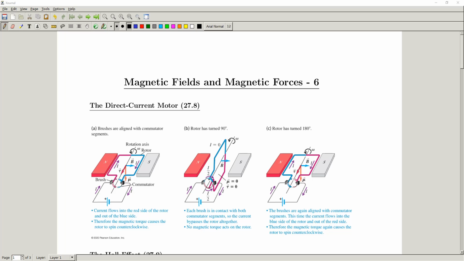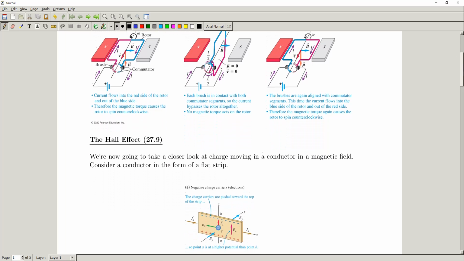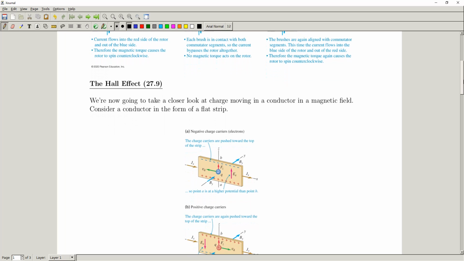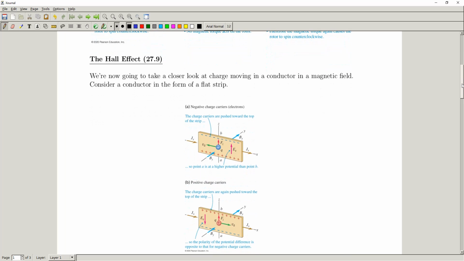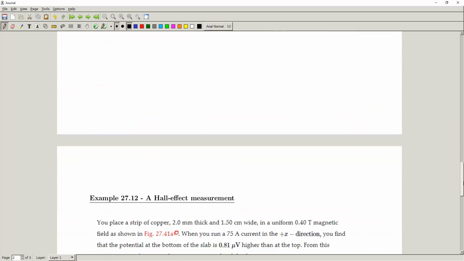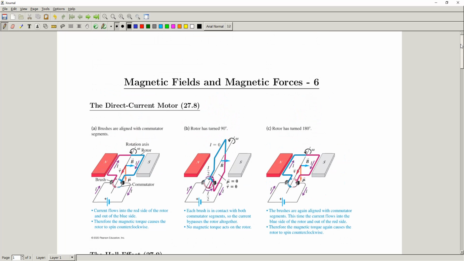I'm only going to show you guys a diagram here of how a DC motor works. We'll talk a little bit about that, and then we're going to move on to the Hall effect. The Hall effect, really there's only one equation that we're going to want to work with. I'm going to talk a little bit about it, and then we'll do one example using the Hall effect. Okay? So let's get into it here. This video is going to cover, as I said, everything that we're interested in from sections 27.8 and 27.9.